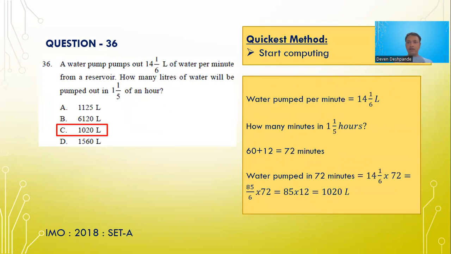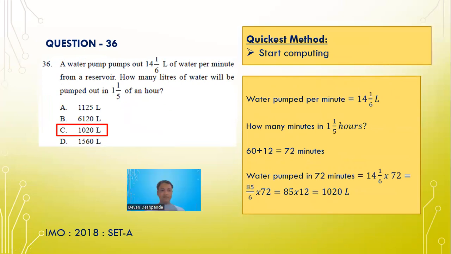Okay, next one. Question 36. A water pump pumps out 14 and 1 upon 6 liters of water per minute from a reservoir. How many liters of water will be pumped out in 1 hour and 1/5? One integer 1 upon 5 of an hour, isn't it? Now water pumped per minute is 14 integer 1 upon 6 liters, isn't it? So how many minutes in 1 integer 1 upon 5 hours?